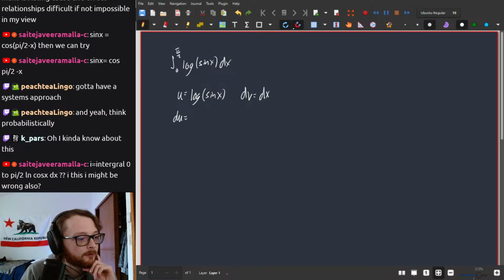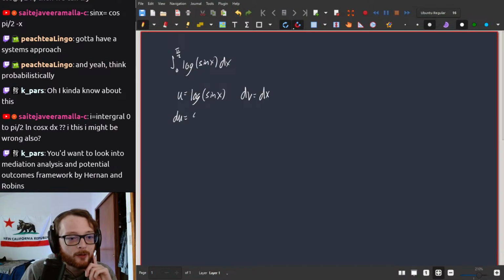Maybe, Teja? I don't know. I feel better about integration by parts here than about your idea, but you might be right.